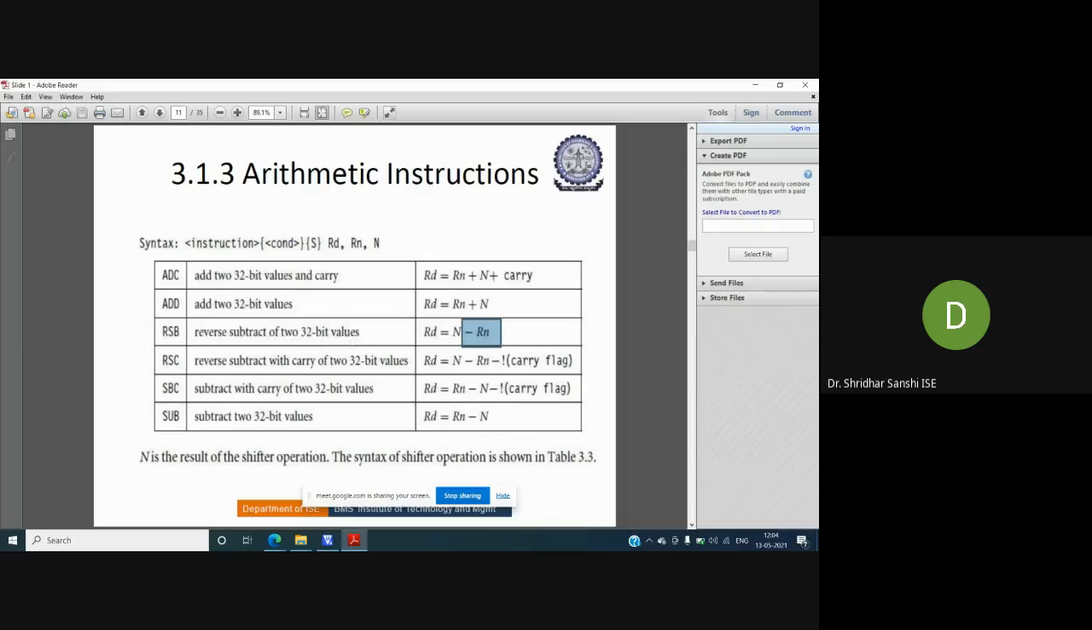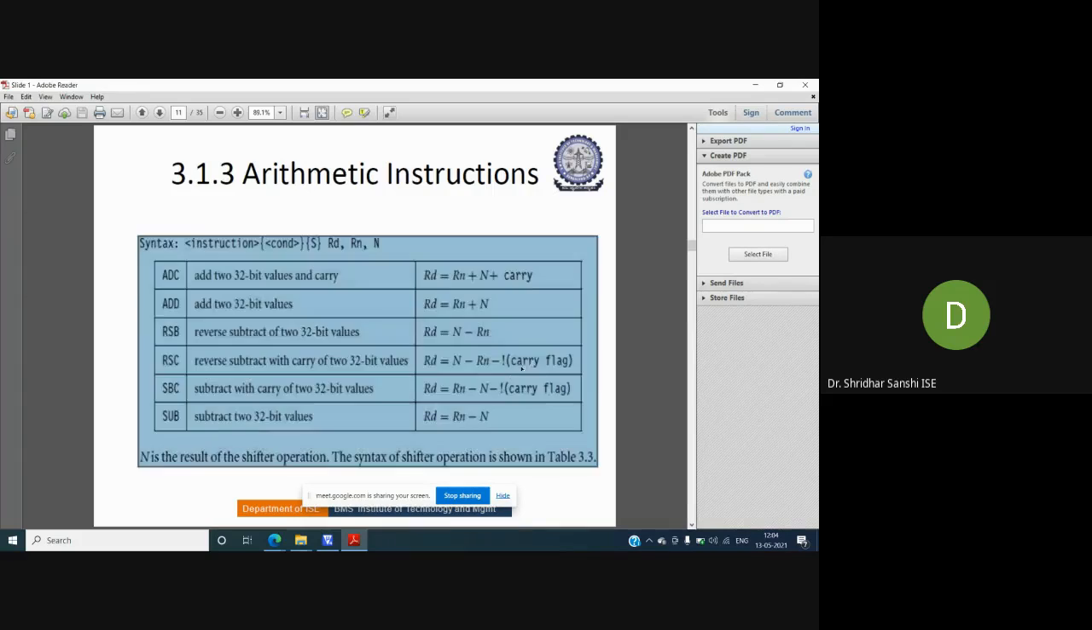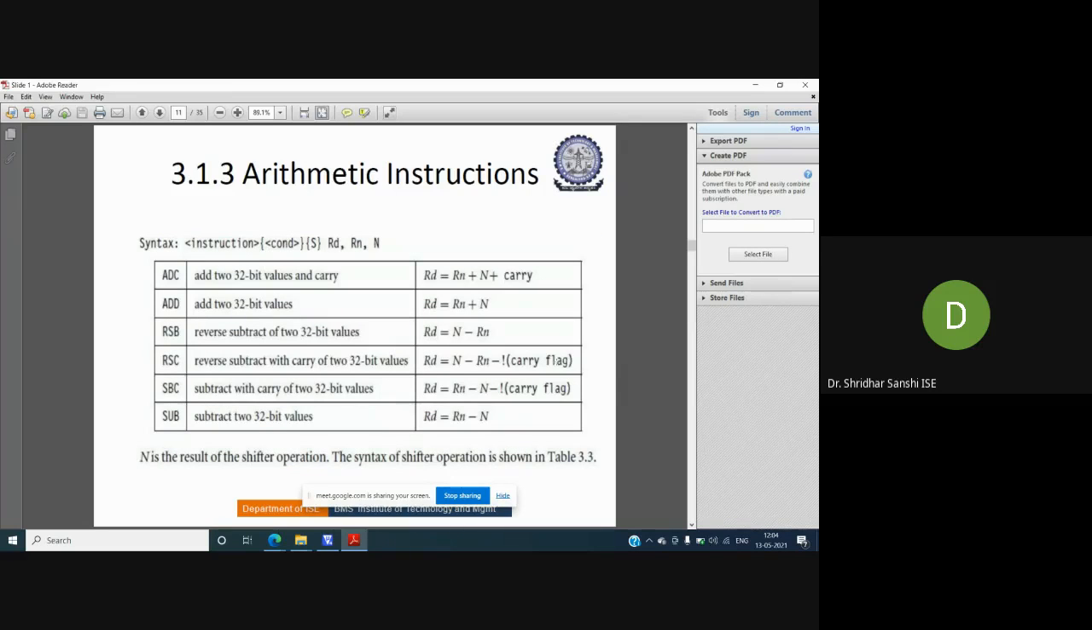Again, it takes 32-bit values. RSC includes a reverse subtraction along with the carry. Since we are doing subtraction, the carry bit is negated. Here you can see there is a NOT operation. Whatever the carry bit is, we negate it and then subtract it from the operands.